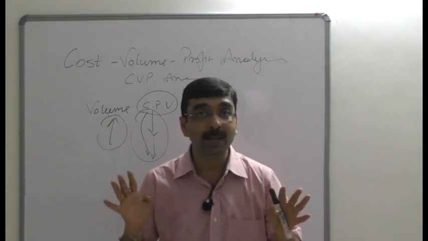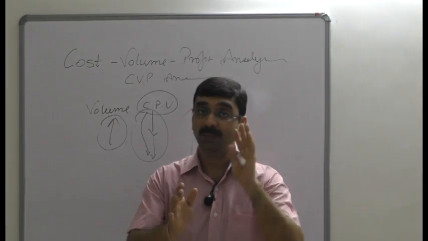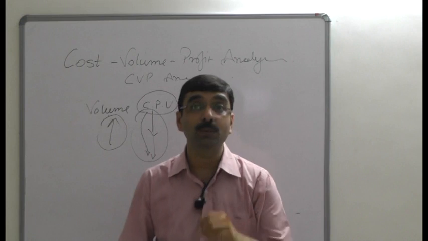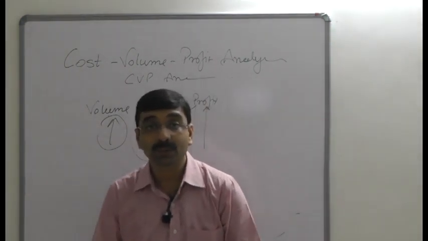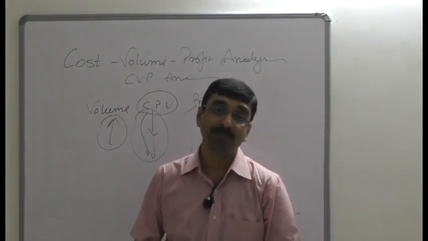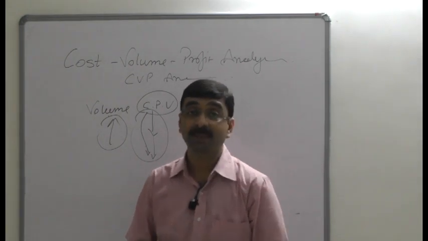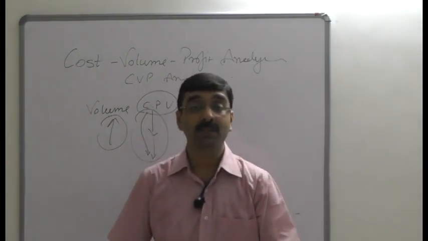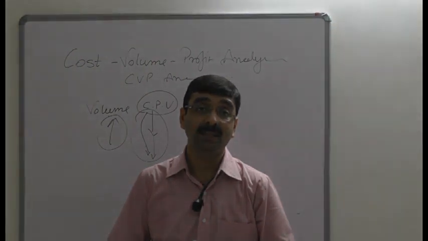The analysis applies only for a short-term horizon. That means we are not supposed to calculate it for a longer duration. These are the assumptions. The analysis applies to a relevant range only. And the total cost and total revenues are linear functions of output. So this is all about CVP analysis, and this CVP analysis is important for the calculation of cost, volume, profit effects for better management decisions in future.